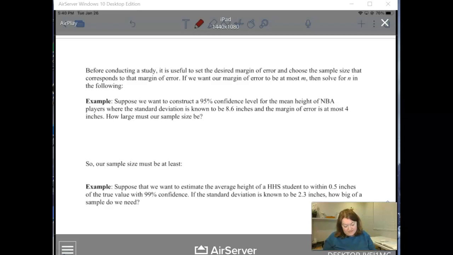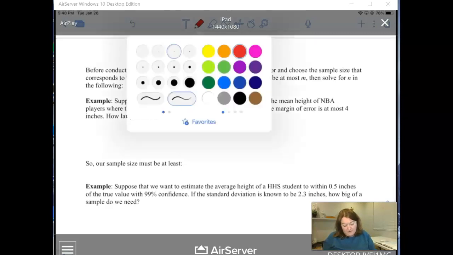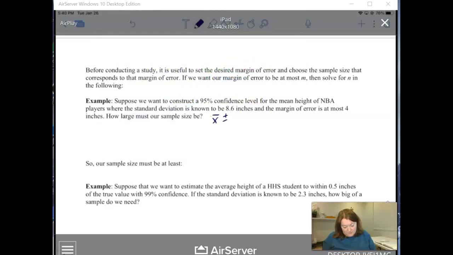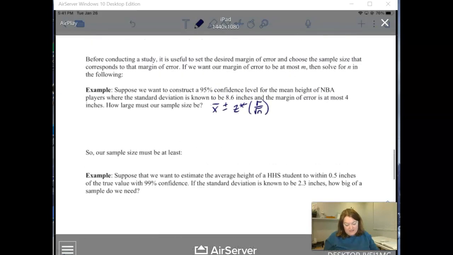We're looking at x bar plus or minus z star times standard deviation over square root of n. I know that the average, we have no idea, right? Because they're actually asking how large my sample needs to be, so what numbers can I plug in? I know that the 8.6 is the standard deviation of the population, so that's going to be after the z star. They already told us they want us to find n, so I already know I don't know that.